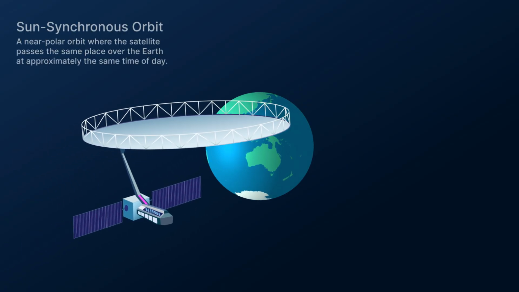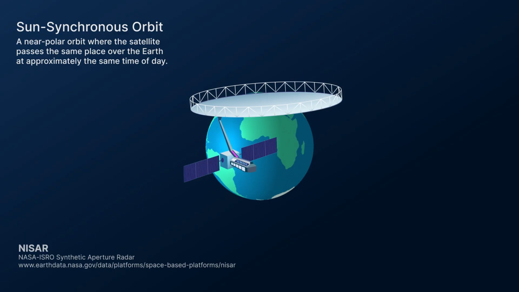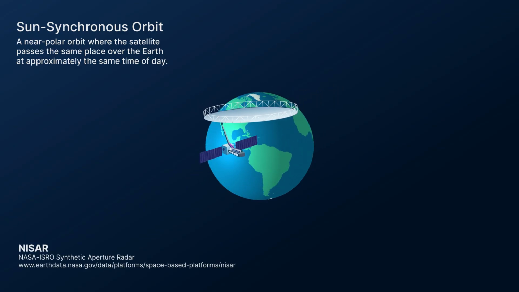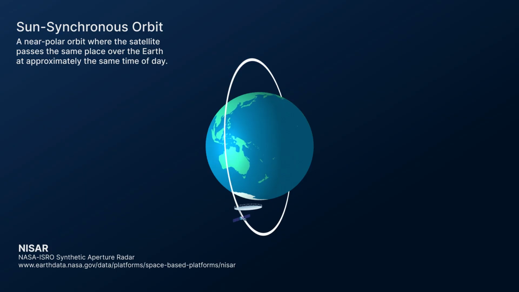Here's NISAR, here to demonstrate a sun-synchronous orbit. A sun-synchronous orbit is a near-polar orbit where the platform passes over the same location at approximately the same time of day. NISAR observations from the joint NASA-ISRO Synthetic Aperture Radar platform provide new opportunities for monitoring Earth's surface, from cryosphere to sea level, measuring changes as small as a centimeter.